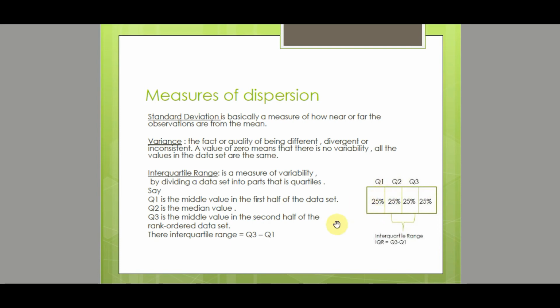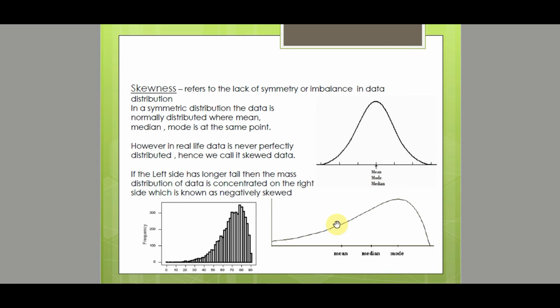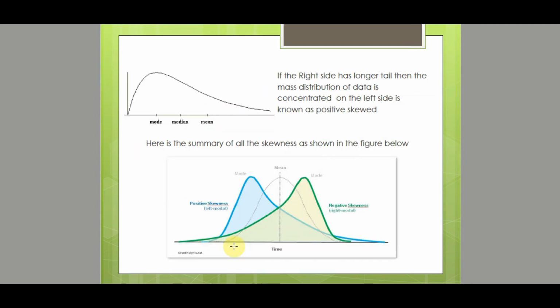Skewness refers to the lack of symmetry or imbalance in data distribution. In symmetric distribution, the data is normally distributed, where mean, median, and mode are at the same point. However, in real life, data is never perfectly distributed, hence we call it skewed data. If the left side has a longer tail, then the mass distribution of data is concentrated on the right side, which is negatively skewed. If the right side has a longer tail, then the mass distribution of data is concentrated on the left side, which is known as positively skewed.